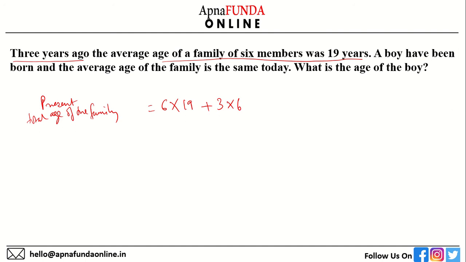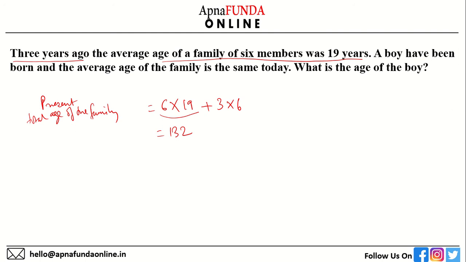I'll repeat. What I'm interested to find out is the present total age of the family. So how do I find out? We know that there are 6 members. The average 3 years ago was 19. So from that, let's find the present total age of the family. So first step: 6 into 19 plus, since it is 3 years ago, 3 into the number of members, 6. Correct? This gives me a total of 132.